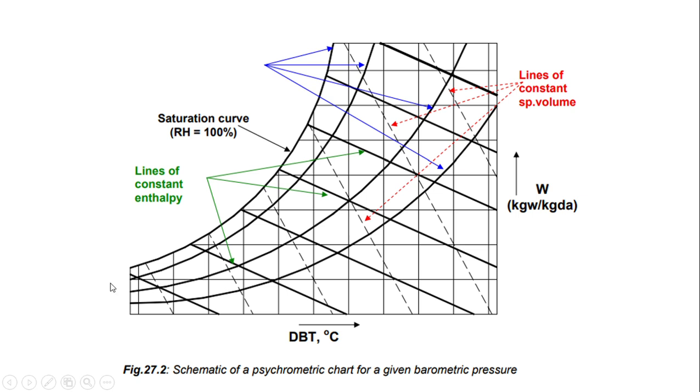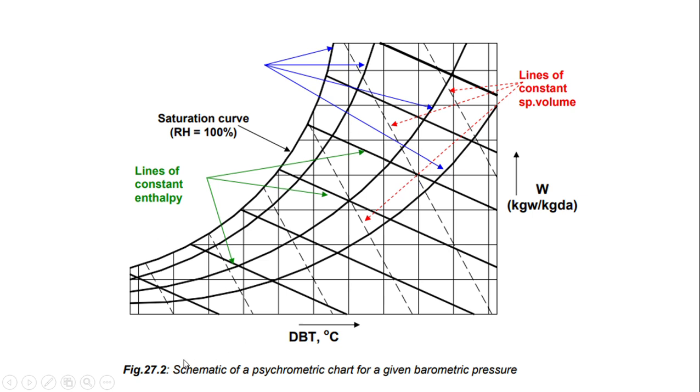Clear? This one will be the humidity. So this line we call the percentage relative humidity. It is expressed in percentage. This blue color line, here it is not given, is the relative humidity, which is denoted as a percentage, say for example 30, 50, 60.